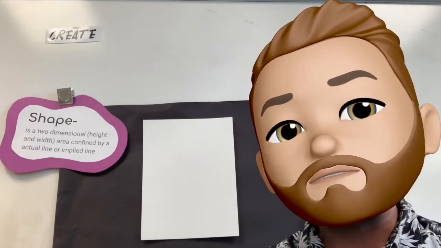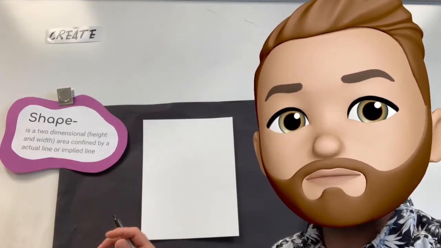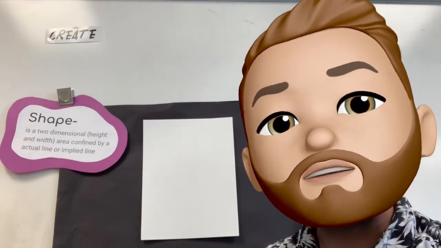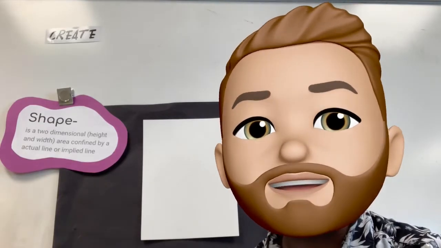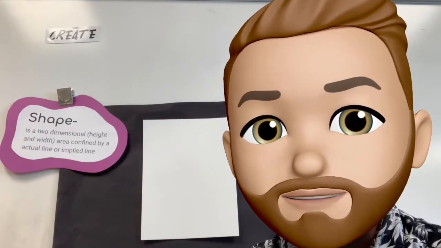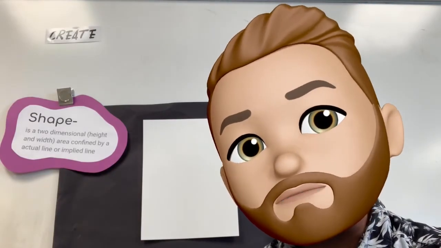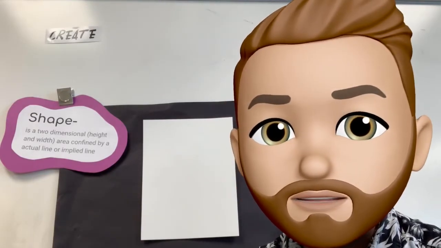There are different types of shapes. There's geometric shapes and organic. Geometric are the ones we can name, like a square, rectangle, circle, hexagon. You know those shapes. And organic shapes are the shapes that are found in nature.